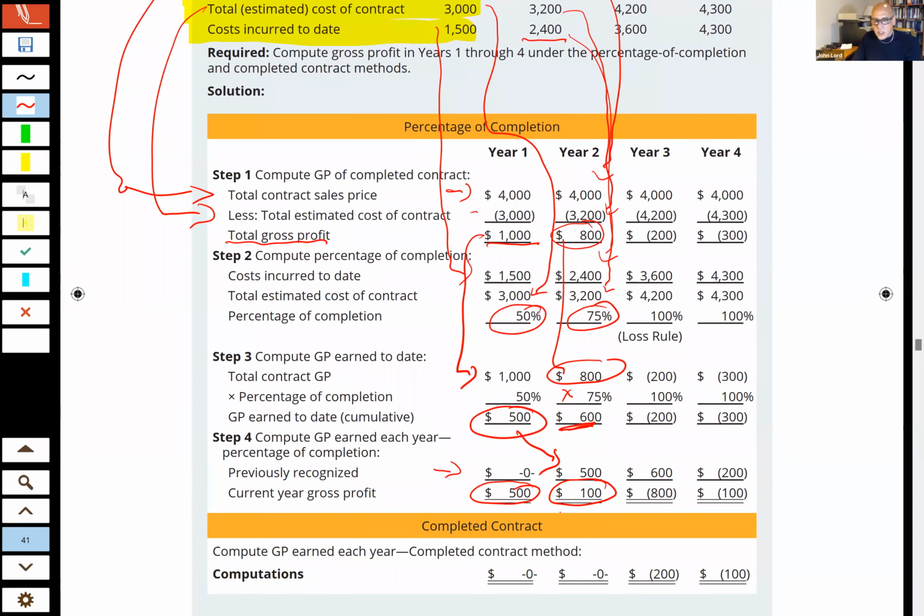Okay. This is a change in accounting estimate, guys. Remember, you don't go back and say, well, wait a minute, I took too much profit in year one. You just keep going forward with that new estimate. Notice, by the way, for completed contract, which we'll talk about in more detail in a couple of minutes, you don't take any profit until you're done.